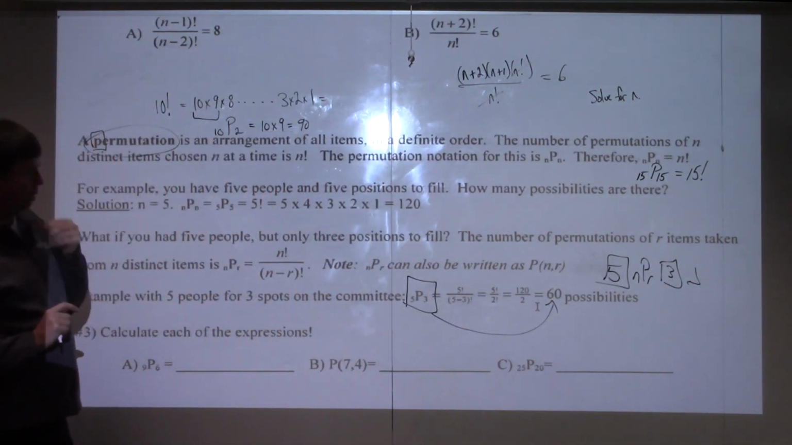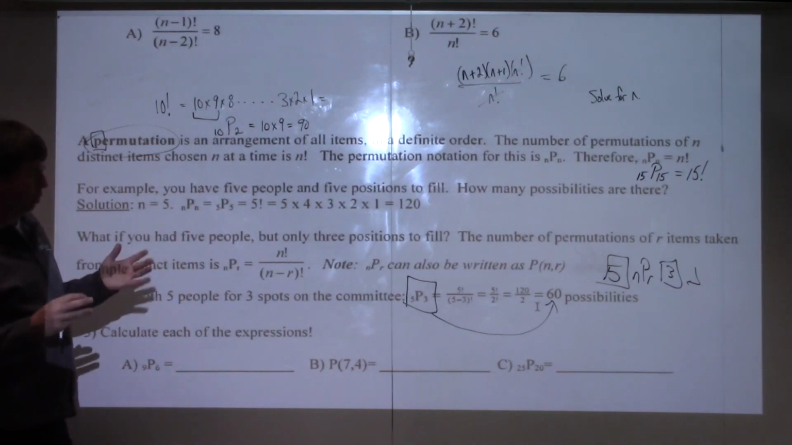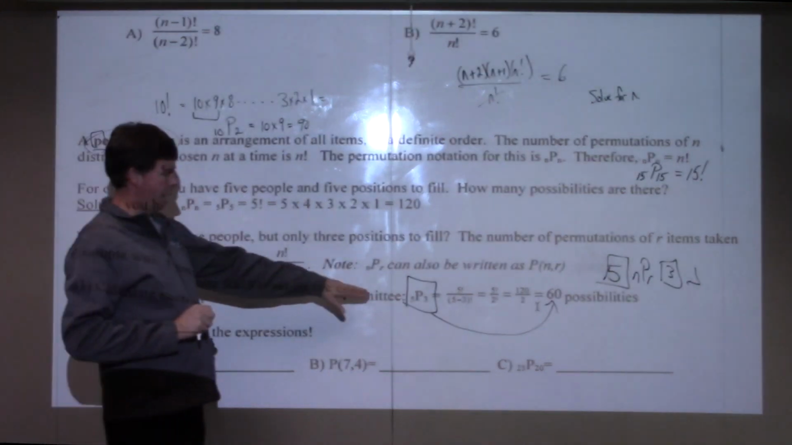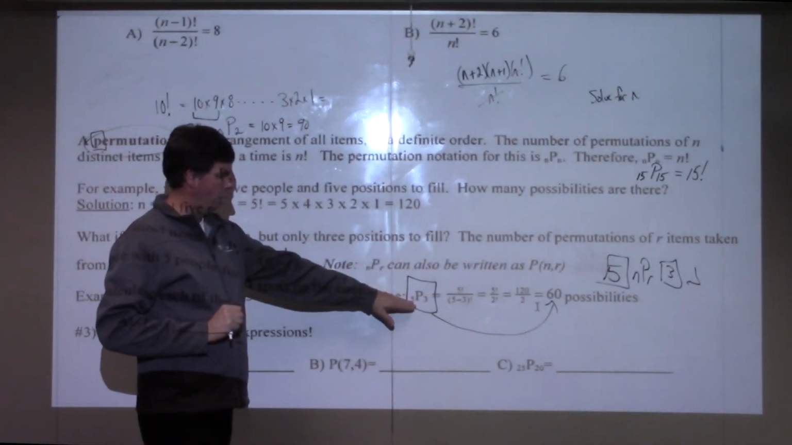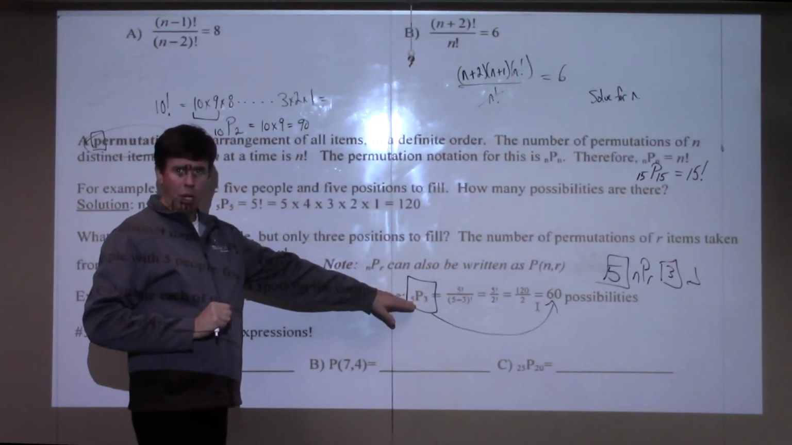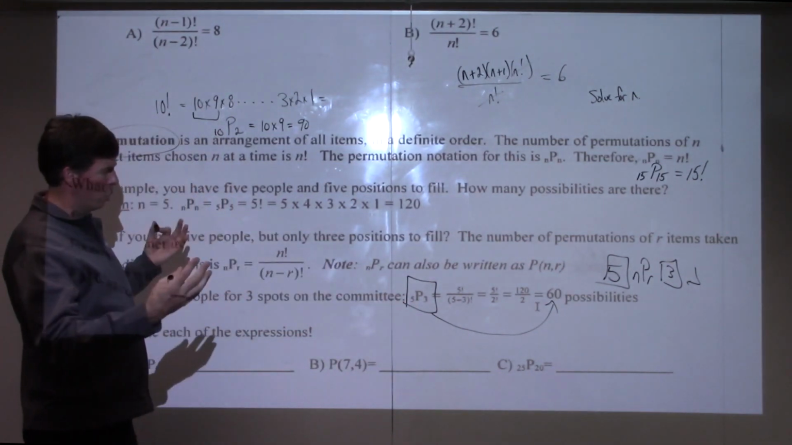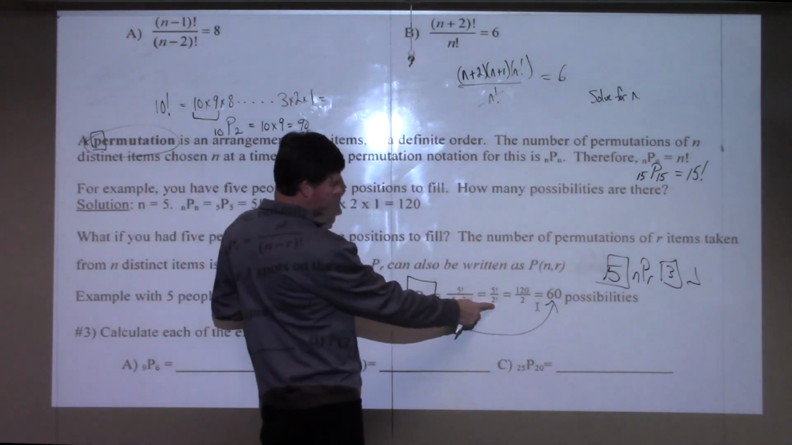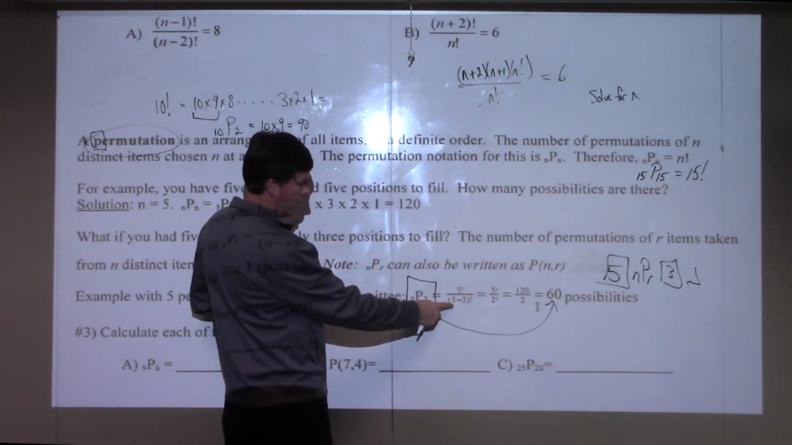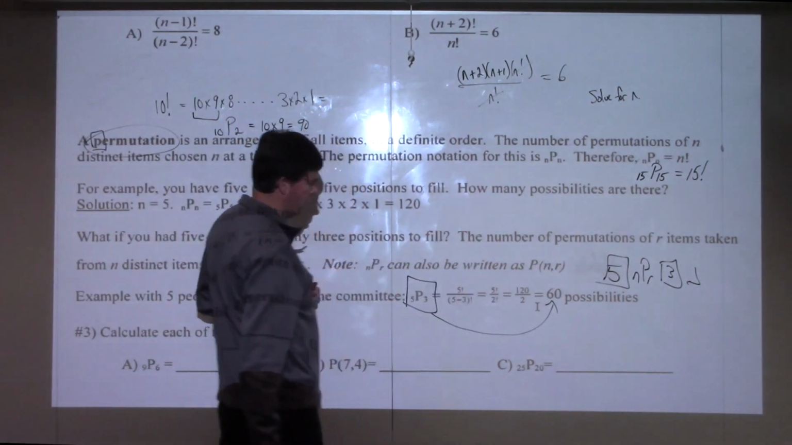So a typical question that I could put on, whether it's true, false, or multiple choice, is I would say, which of the following are equivalent to 5P3? And of the solutions that were there, this would count because it gets 60, this would count, this of course would count.